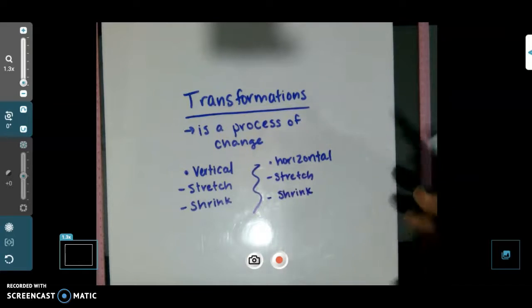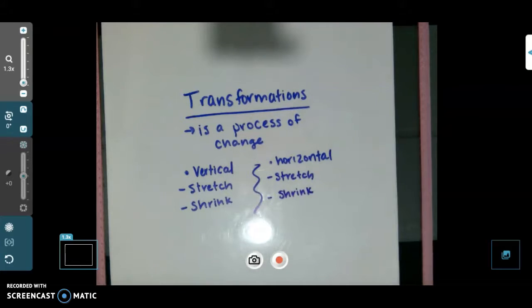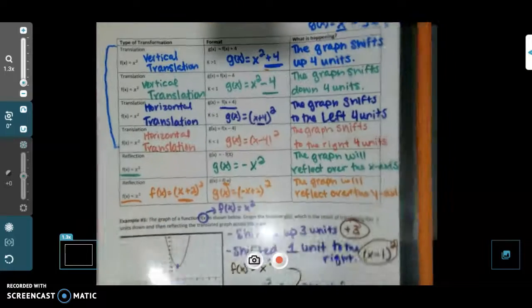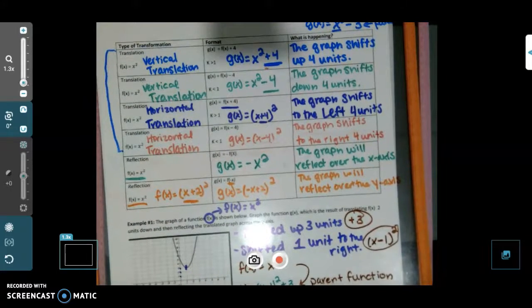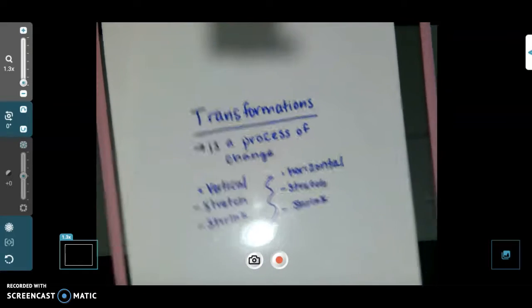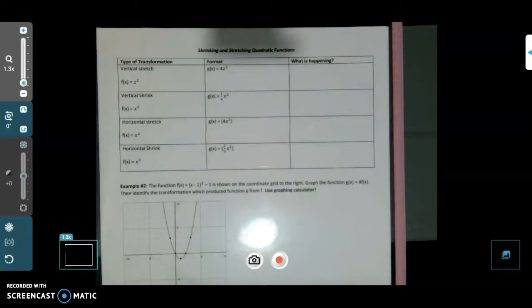So I want you to stop right now in the video and actually review your notes on horizontal and vertical translations, which is this. Just stop and look at it. Take about a minute to look at it, okay? And then we'll come back. All right. So now let's go into the types of transformations.